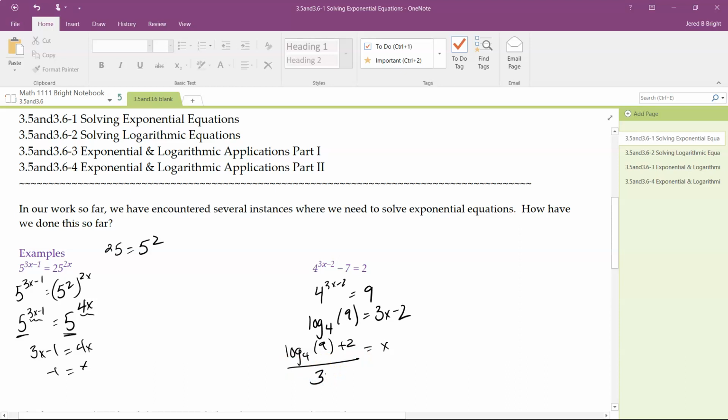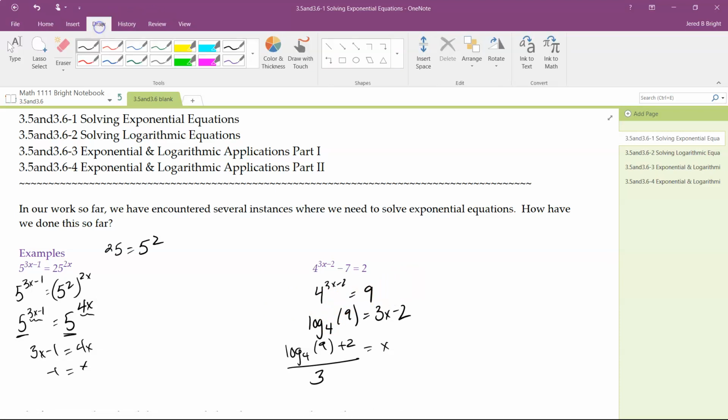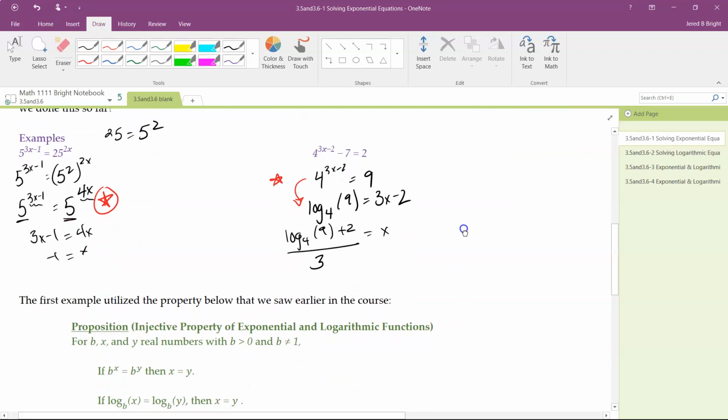And we end up with log base 4 of 9 plus 2, all over 3, as the value of x. The key points in each of these aren't necessarily the algebra. In the first one, it's getting to the same bases, and in the second one, it's the process of translating from exponential form to logarithmic form, using the tattoo, as it were. We've seen these strategies to some degree, maybe not exactly like this.